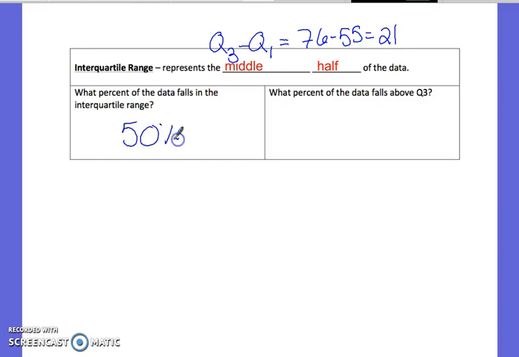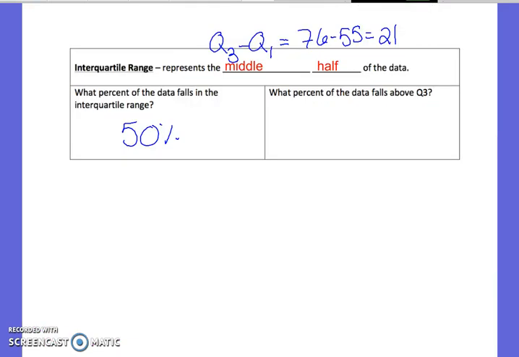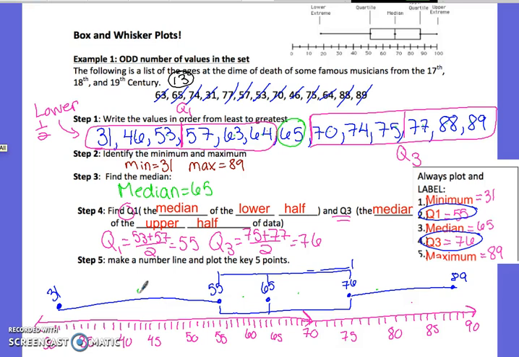What percent of data falls in the interquartile range? Well, 50% does. If you look back, a box and whisker plot has 1, 2, 3, 4 spots. So if you have 2 here, 2 out of the 4 would be 50%. What percent lies above Q3? Well, each portion would be worth 25%. 25, 25, 25, and 25. That's why these two combined was 50. So above Q3 would be another 25%.